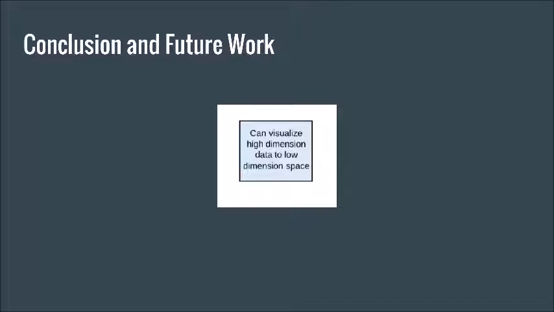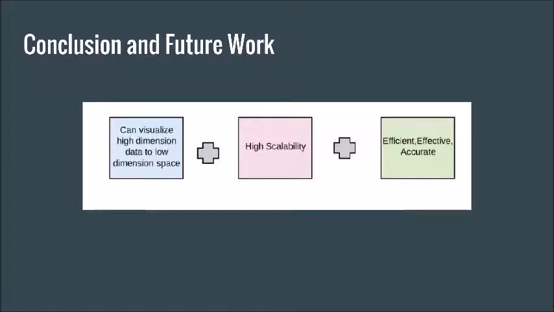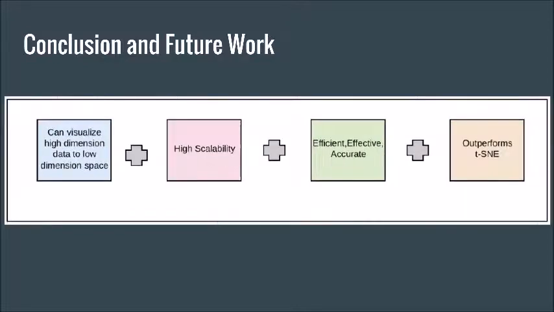Let's now review the properties of LargeVis. LargeVis lays out large-scale and high-dimensional data on a low-dimensional space. By scalability, LargeVis easily scales up to millions of data points with hundreds of dimensions. LargeVis uses an effective and efficient algorithm for constructing approximate KNN graphs and a probabilistic model for graph visualization. LargeVis outperforms t-SNE in both the graph construction and graph visualization in terms of efficiency, effectiveness, and quality of visualizations.